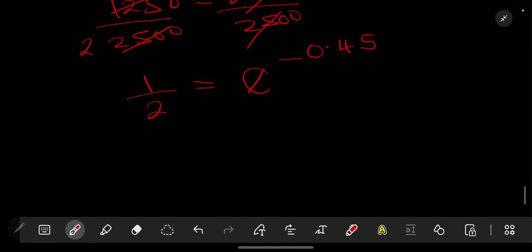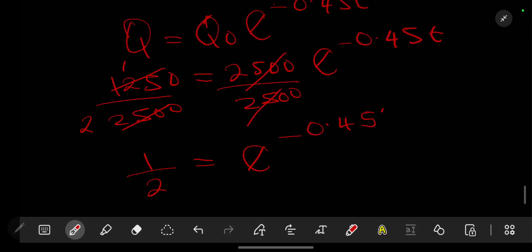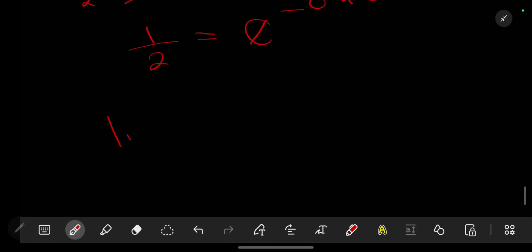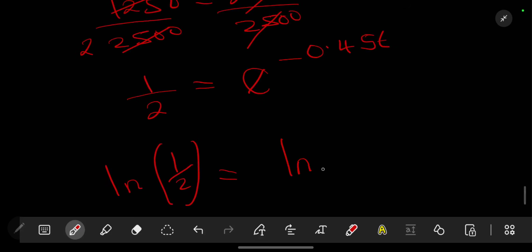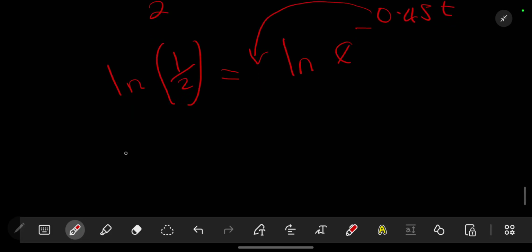So we are going to introduce the ln, the natural log, ln of half on both sides, which should be equal to the ln of e. Then we have, ln is a natural log, so the rule is that the power can drop. So we have the ln of half. We are told that it's negative 0.693, which should be equal to, when that power drops, negative 0.45 ln of e.